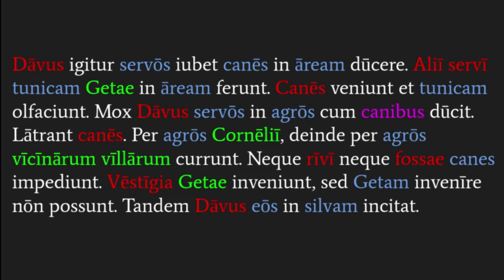So this construction we've seen before, and it's a pretty straightforward one to follow. When you have verbs like iubet, ordering, you're often going to see this formula of someone orders someone to do something, right? So in this case, it's Davos orders the slaves to lead the dogs. So you've got to think of it that way. When you see iubet, look for the person or thing that's being ordered, right? It's probably going to be a person, in this case, servos. Then look for an infinitive to figure out what they are being ordered to do. If you put it all together again, you're saying Davos therefore orders the slaves to lead the dogs into the open space.